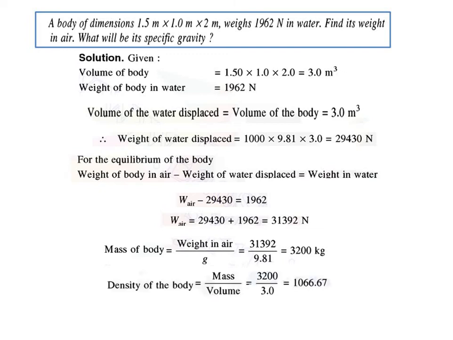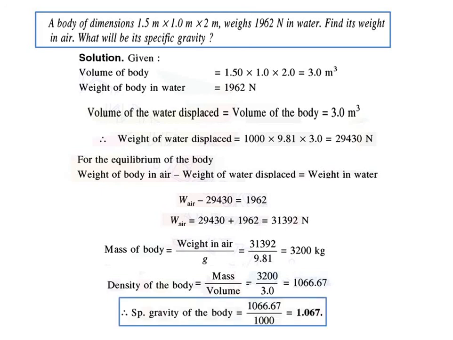Now density is mass divided by volume. So density is 3,200 divided by 3, which equals 1066.67 kg per meter cube. The specific gravity of the body is the density of the body divided by the density of the standard fluid, that is water, and it equals 1.067.